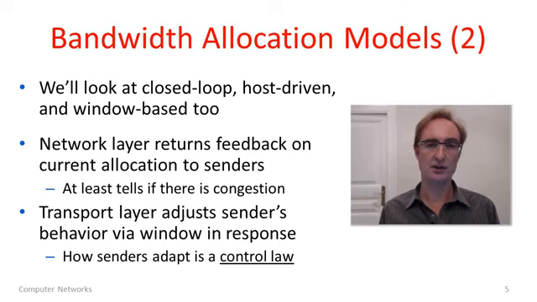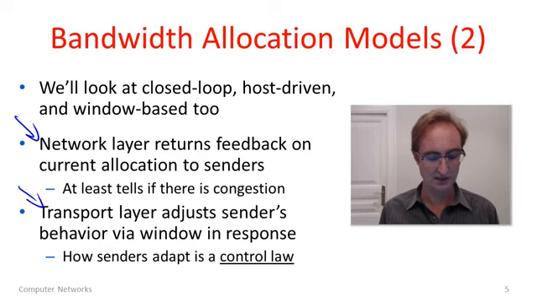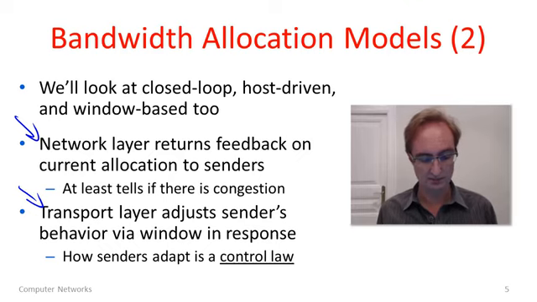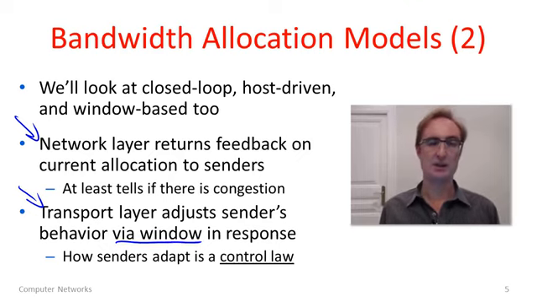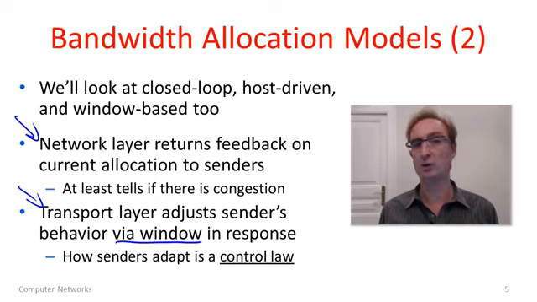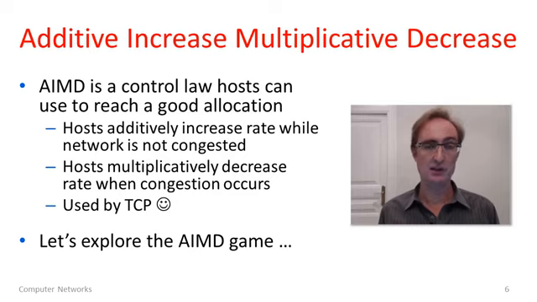Okay, so that's where we're going to look. Now, as far as the network layer and the transport layer are concerned, the network layer is going to return feedback on the current allocation to the senders, and we're going to assume that the network layer will at least tell the senders if there is congestion or not. So a binary signal will do. The transport layer is going to adjust the sender's behavior. We've said that here we'll use a sliding window, and it's going to adjust it in response to the feedback. How the senders decide to adapt the window over time, the rules for the adaptation, is called a control law. And that brings us to AIMD, additive increase, multiplicative decrease.